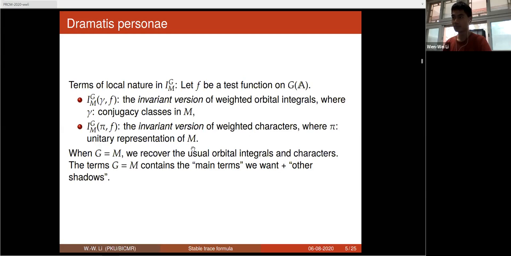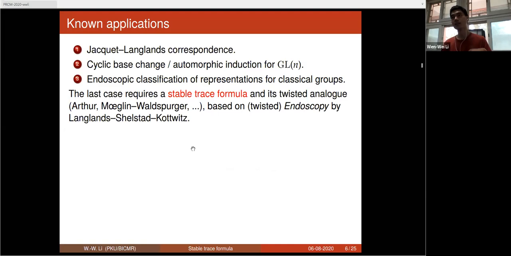All right, so I'm going really fast, sorry. So the known applications are, for example, the Jacquet-Langlands correspondence between GL2 and its inner forms, or even GLN, it's known. And also the cyclic base change and automorphic induction for GLN. And finally, Arthur's recent work on endoscopic classification for classical groups.